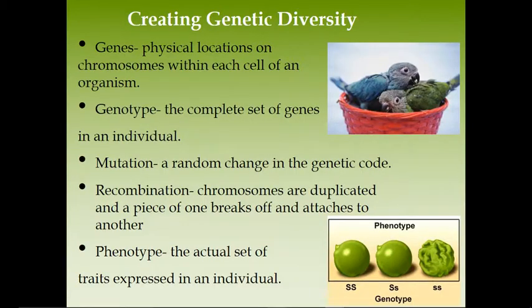So this next slide is all about creating genetic diversity. And to learn about this, we need to know about some more terms. So a gene is a physical location on a chromosome within each cell of an organism. Okay, and organisms are composed of cells, and each cell has a chromosome which contains genes. A genotype is the complete set of genes in an individual.